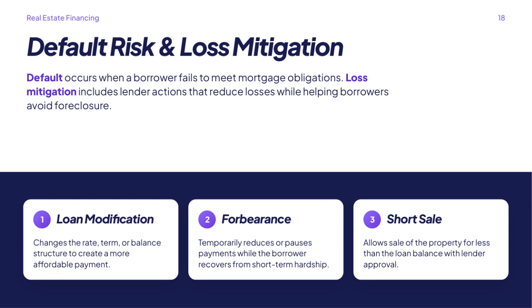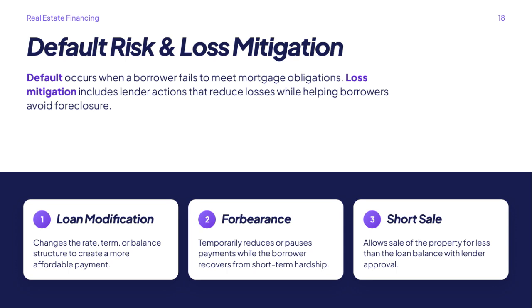This involves changing the loan's interest rate, term, or even the balance to create a payment plan that's more affordable for the borrower. Another method is forbearance, where payments are temporarily reduced or paused. This gives the borrower some breathing room to recover from short-term financial difficulties.